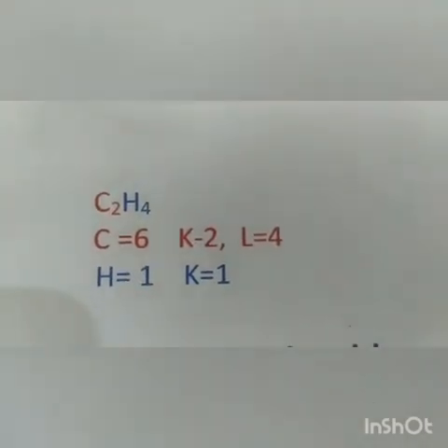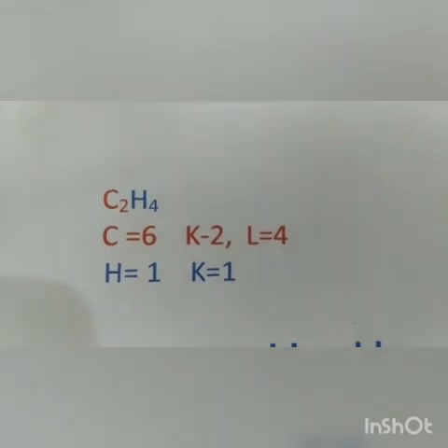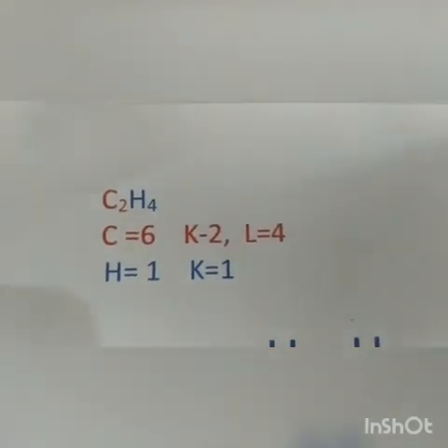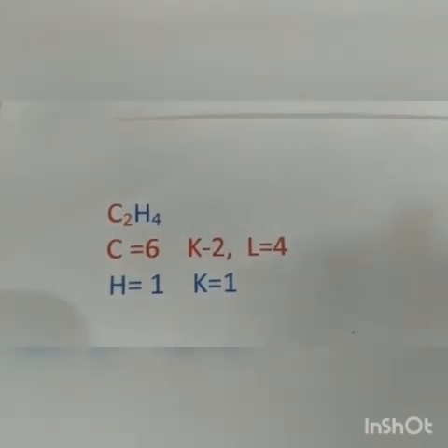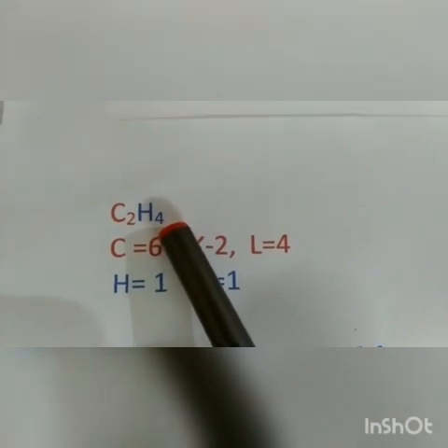Hello students. So students, I will continue with covalent bonding in today's class also. So without wasting time, let us start with the discussion. Now see here, this is a compound C2H4. Okay, it is ethene. Now we will discuss the covalent bonding in ethene.